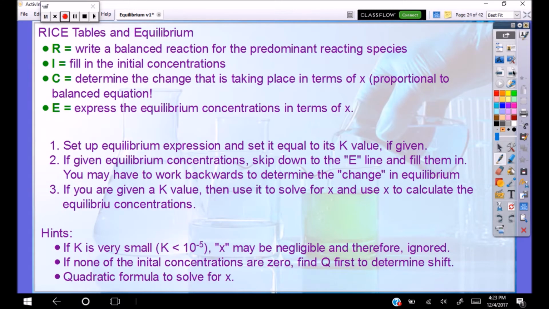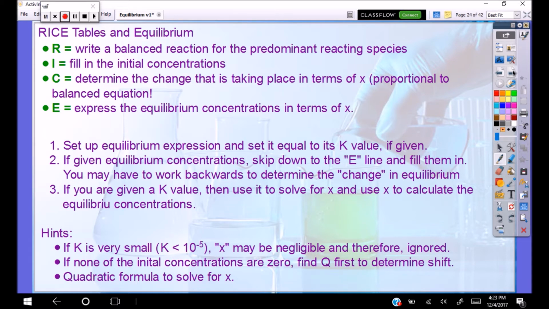All right, the big one, here it comes. And hopefully it all comes back to you. The RICE table. Other places may refer to it as an ICE table. I like RICE because it includes the balanced equation, which we sometimes forget to do. The RICE table, writing a balanced equation is our first step.